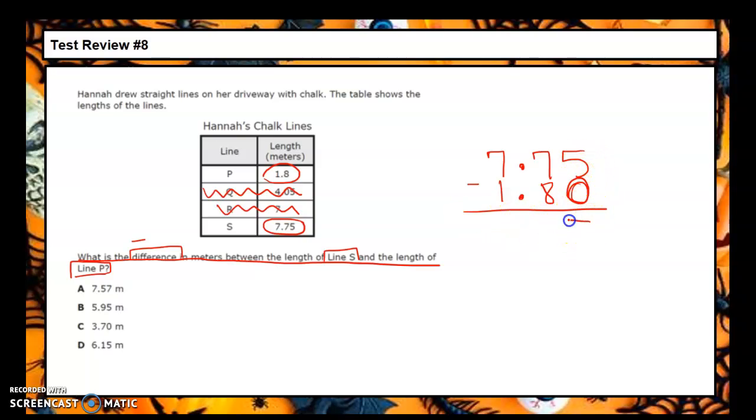5 minus 0 is 5. Can't do 7 minus 8, so I need to borrow. 17 take away 8 is 9. And then you bring down your decimal. 6 minus 1 is 5. And then that's your answer, 5 and 95/100.